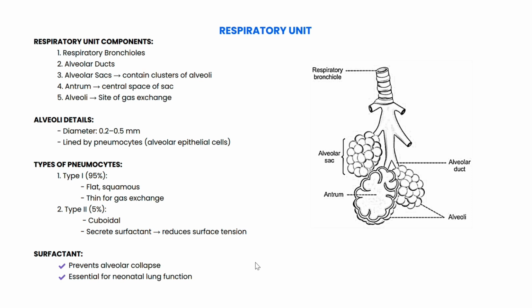This brings us to the respiratory unit, the very heart of breathing. It starts from the respiratory bronchioles and ends in the alveoli, the tiny sacs where oxygen and carbon dioxide are exchanged. Inside these alveoli are two important cells. Type 1 cells, flat and thin, make up 95% of the alveolar surface and help with gaseous exchange. Type 2 cells, cuboidal in shape, produce surfactant, a slippery substance that prevents alveoli from collapsing. Without surfactant, breathing becomes difficult, especially in premature babies.